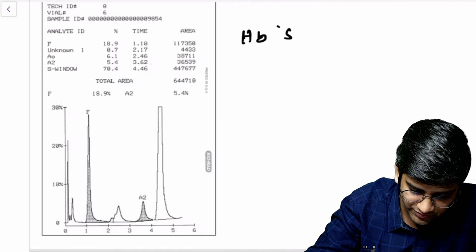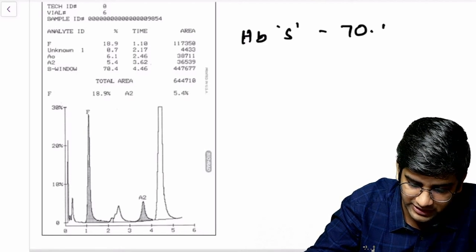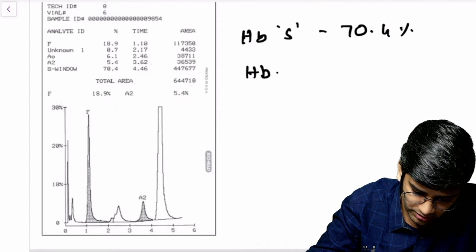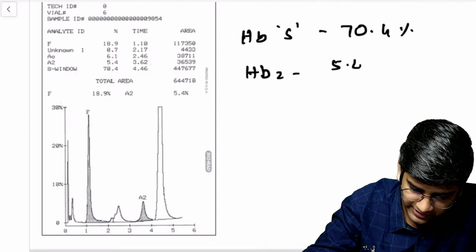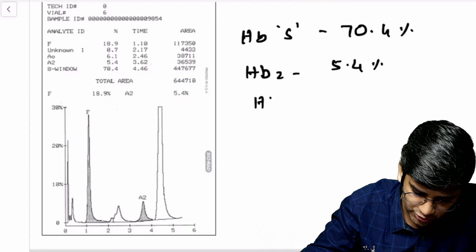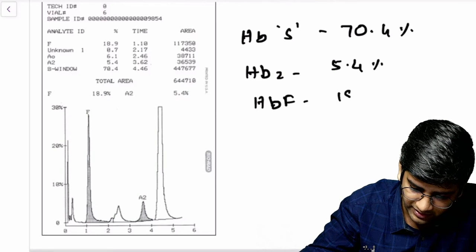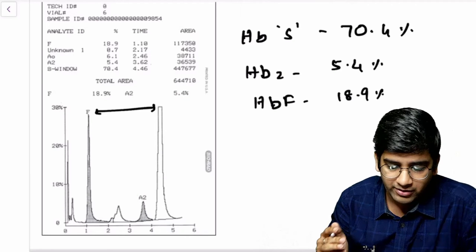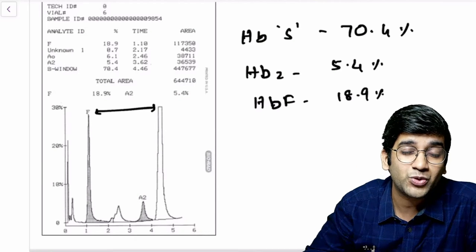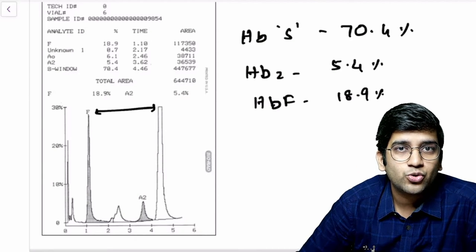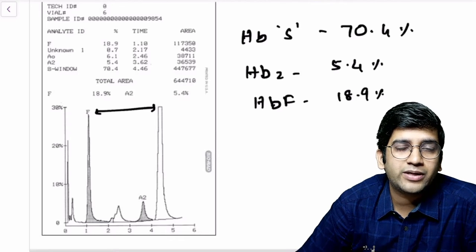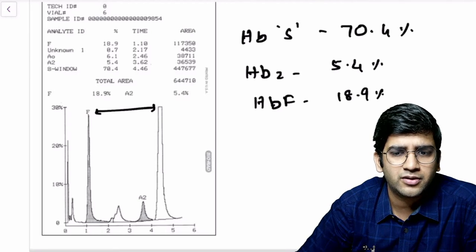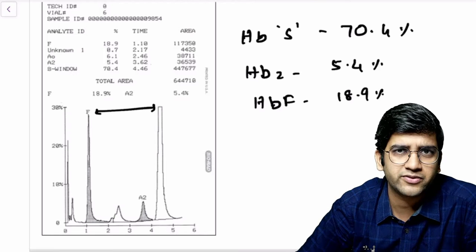HbS, in the S window, I have 70.4%. And HbA2, I have 5.4%. And HbF, I have 18.9%. Though the peaks are more or less same, S is 70% and F is only 18.9%. So by default, I will jump to a diagnosis of HbS. Heterozygous or homozygous? I'll think of a homozygous HbS, right?